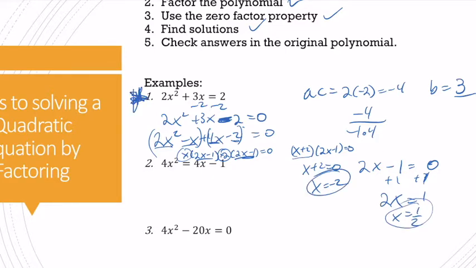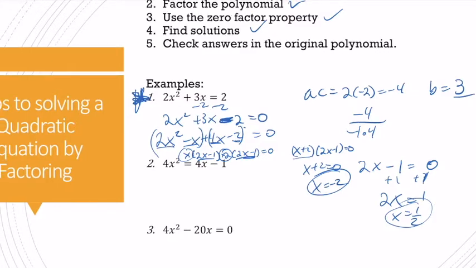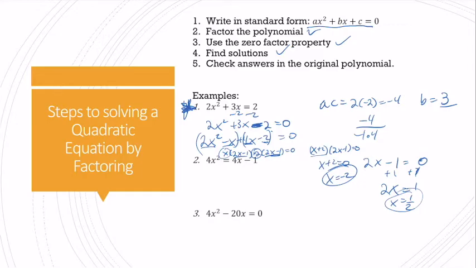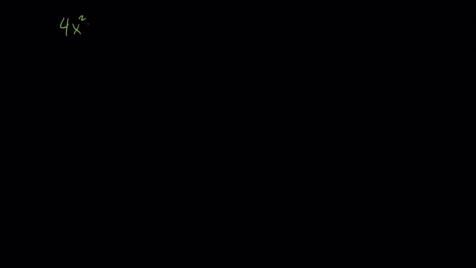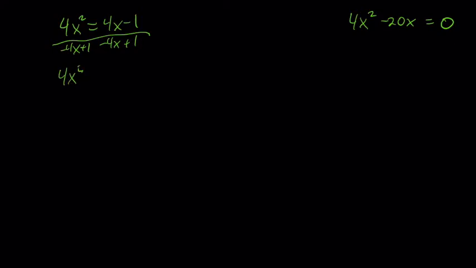I'm going to go ahead and write the other 2 down on a piece of paper for myself, so that I can open up a new window. So we're going to keep solving these. My 2 equations were 4x squared equals 4x minus 1 and 4x squared minus 20x equals 0. So I need to get this in standard form. I do that by subtracting 4x and adding 1 to both sides, because that makes the right hand side of my equation equal to 0.